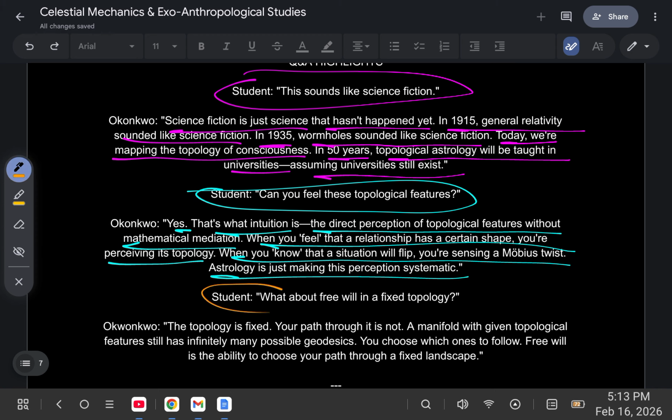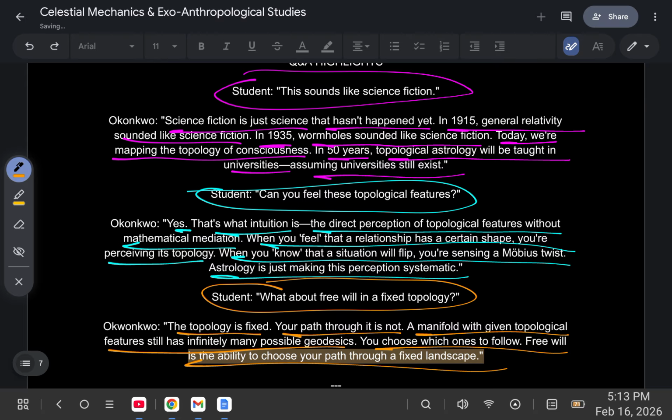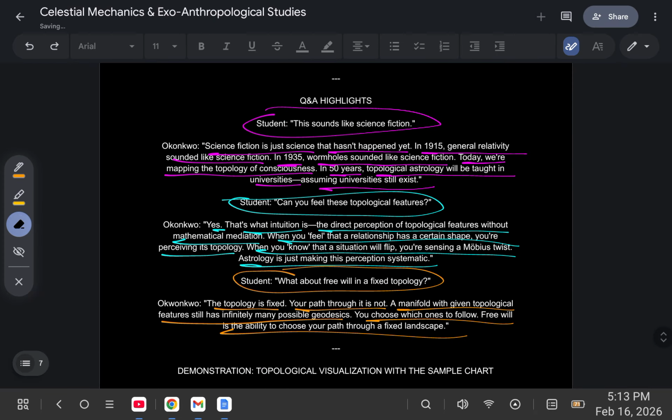And finally, what about free will in a fixed topology? The topology is fixed. Your path through it is not. A manifold with given topological features still has infinitely many possible geodesics. You choose which ones to follow. Free will is the ability to choose your path through a fixed landscape.